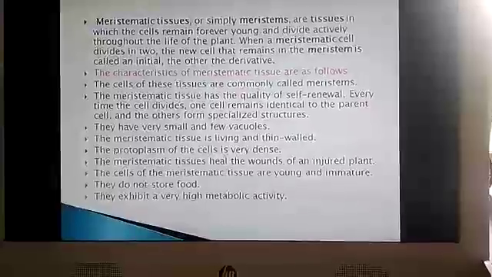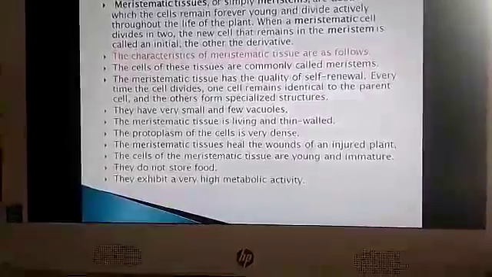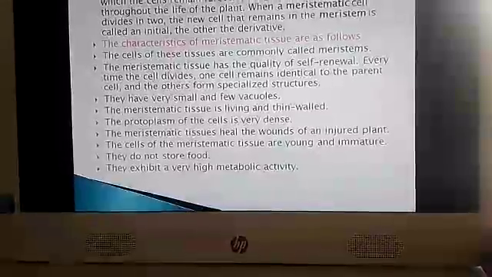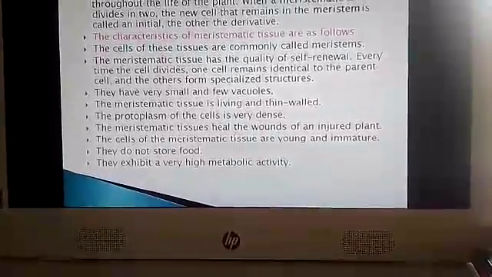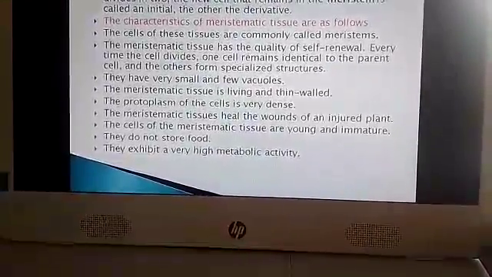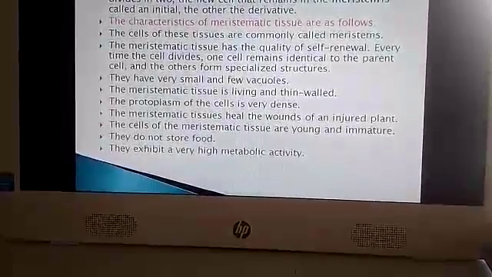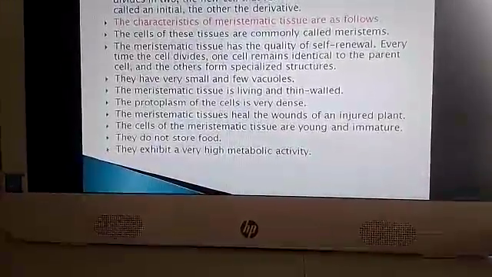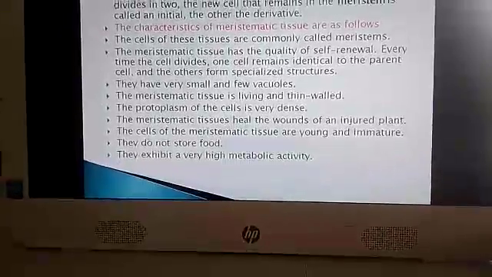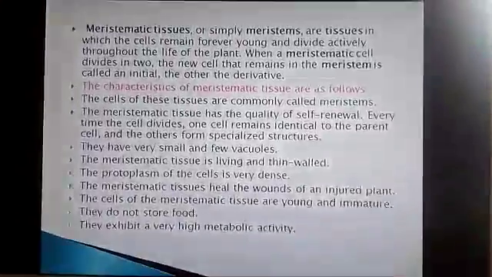So what are meristematic tissues? Meristematic tissues, or simply meristems, are tissues in which cells remain forever young. For example, take a leaf. The leaf will shed and again it develops, and leaves always look young. The cells divide actively throughout the life of the plant.